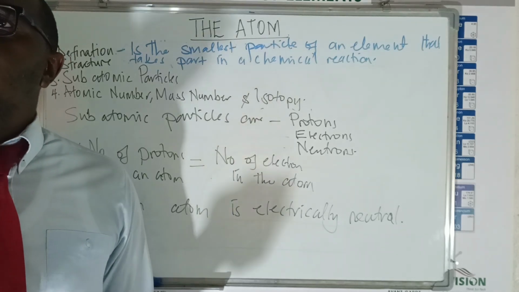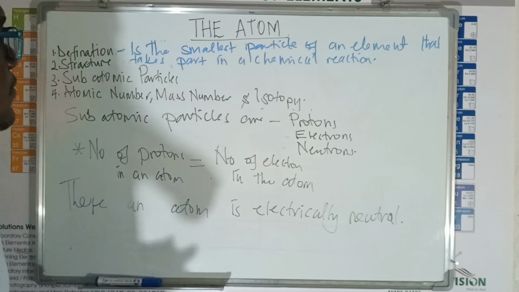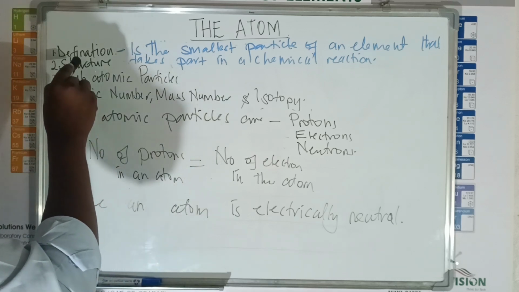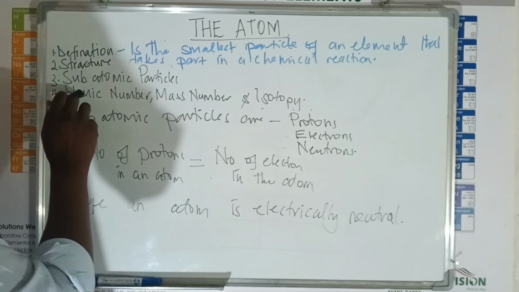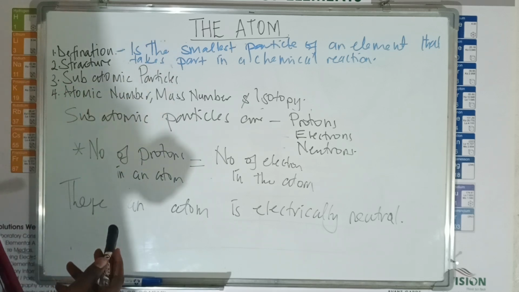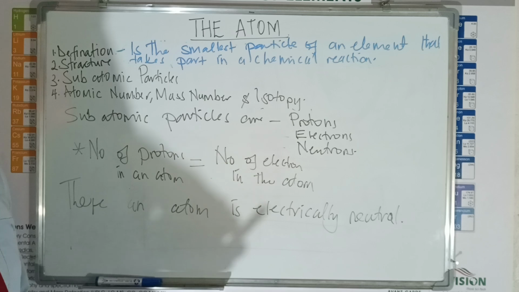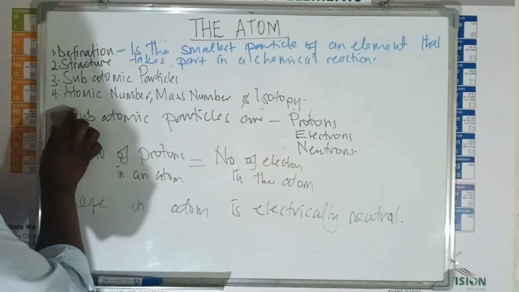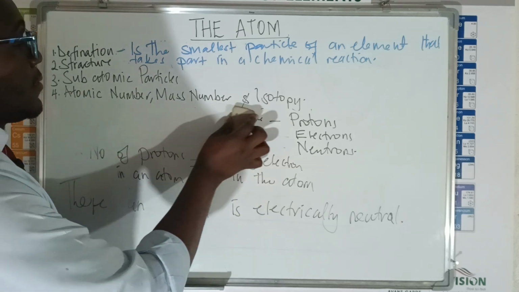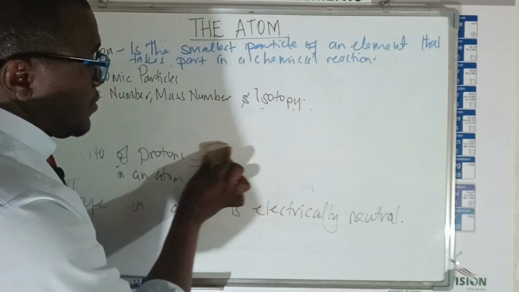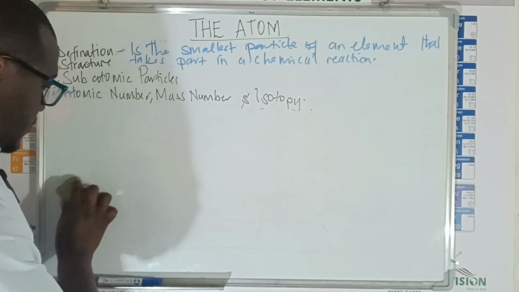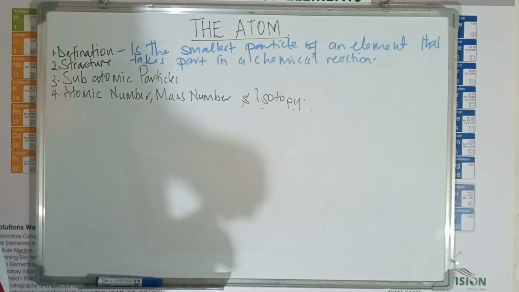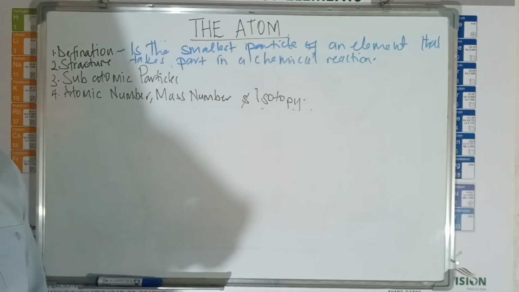Now, I want us to look at the next thing. We have looked at the structure, the subatomic particles and their properties, and now I want us to look at these numbers, the atomic number, the mass number, and finally we'll finish with isotopy. Now let us start with atomic number.